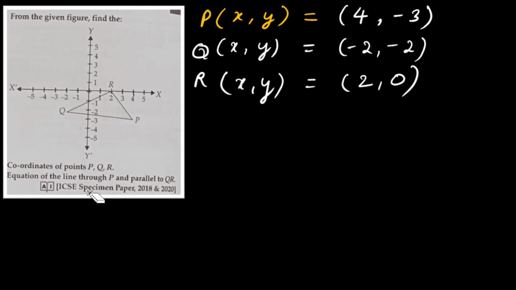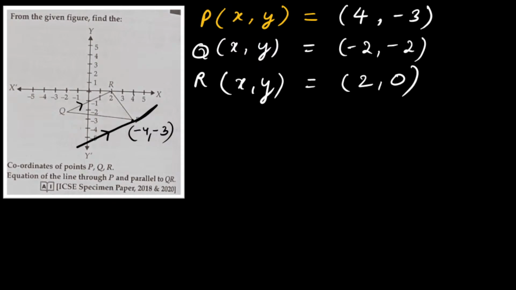Now we have to find the equation of the line parallel to QR, and it is also passing through P. Somewhere the line should be like this, and this line's equation we have to find. This line is parallel to QR, and it is passing through this point P, that is, through -4 comma 3.